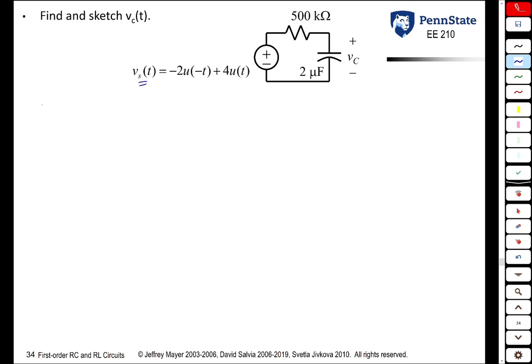The first thing we want to do in this case is plot Vs of t, so we have an idea of what is going on. So for t less than 0, you have that. So it's minus 2 volts.